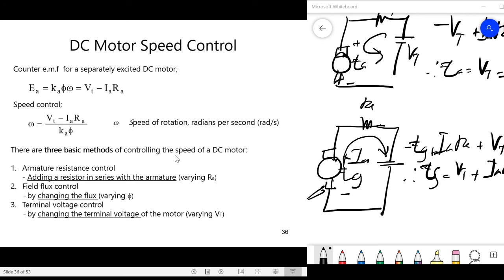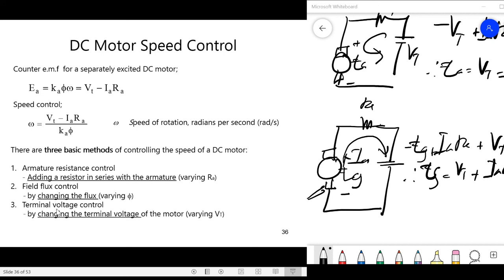So there are three basic method control. First adalah sama ada you pakai armature resistance control. Sebab you nak main dengan speed, sama ada you pakai benda ni lah. VT ni fix. Tiga benda ni you boleh variskan. Sama ada you main dengan RA ataupun you main dengan flux. Maksudnya kalau flux ni lagi kecil, value ni akan jadi lagi besar. Faham? Okay. Ni pun sama.